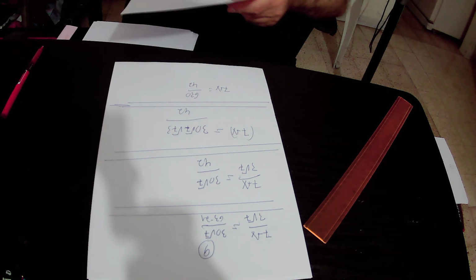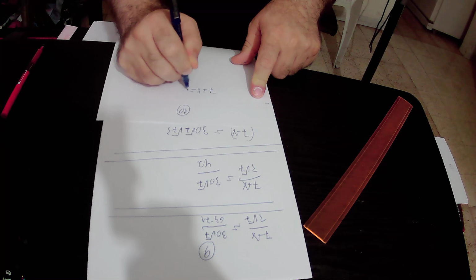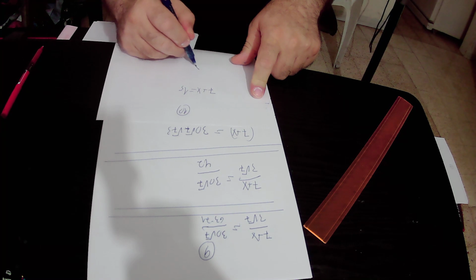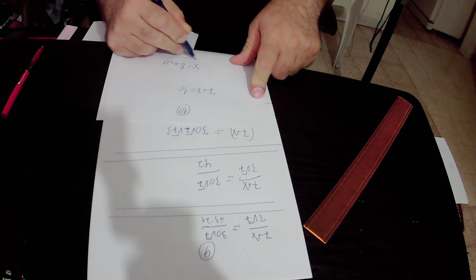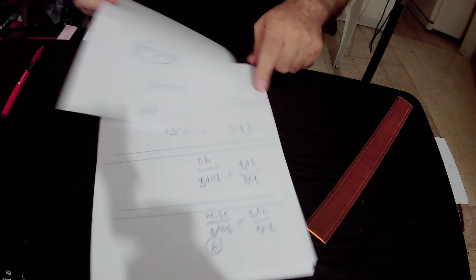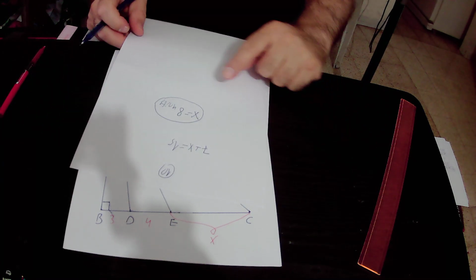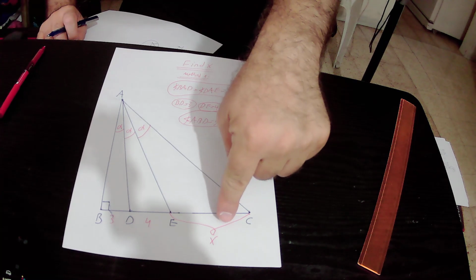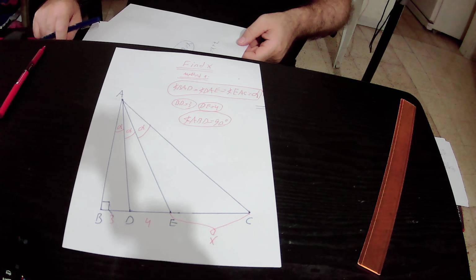So we will get that 7 plus x equals 15. Here we will subtract 7 from this equality, and we will get that x equals 15 minus 7 equals 8 units. Okay, so we found out that the value of x is 8 units, that is to say EC, which equals x, equals 8 units. Okay, so we finished with the first method.